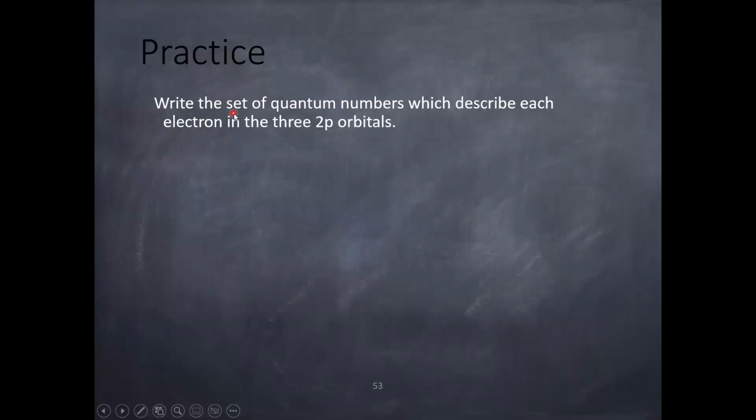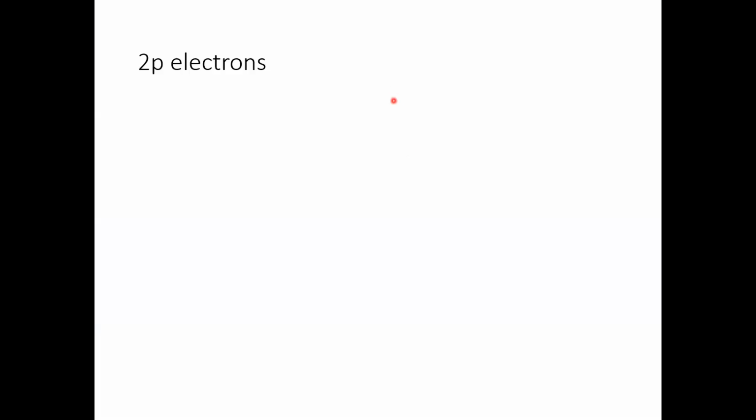Okay, so with this one, if you want to practice on your own, feel free to do that, but write the set of quantum numbers which describe each electron in the 3 2p orbitals. So with that, we'd be thinking about the quantum numbers describing the electrons, or the final electron, I should say, for boron, carbon, nitrogen, oxygen, fluorine, and neon. So if you want to practice on your own, feel free to do that. But I'm just going to go ahead and kind of do this.